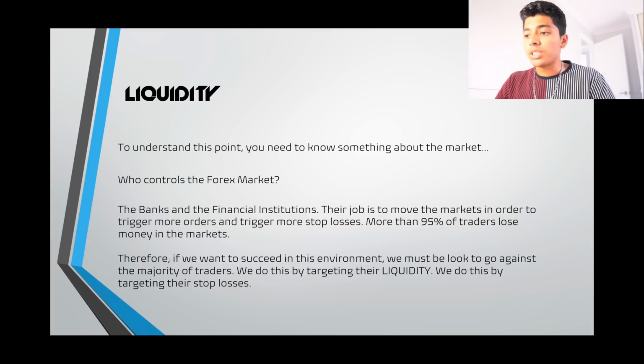Therefore, if we want to succeed in this environment, we must be looking to go against the majority of the traders. If 95% of people are losing in something, do we want to be acting like those 95%? Or do we want to be acting like the top 5%? You guys tell me. It's pretty obvious, right? We want to be in the top 5%. So we can do this by targeting their liquidity. We do this by targeting their stop losses. So let me give you an example of where we can do that and how we can do that.